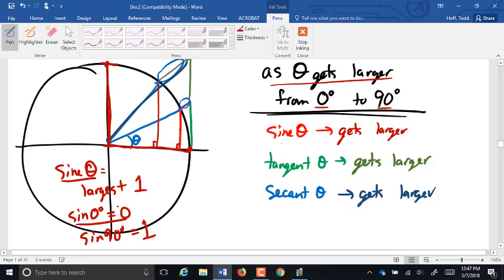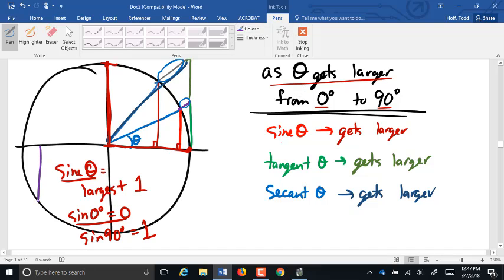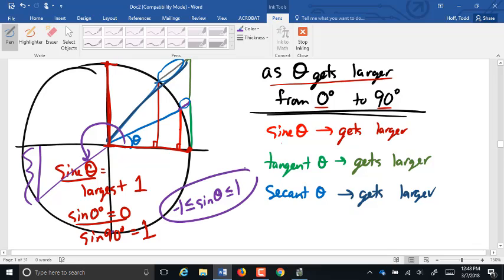It can never go larger than 1. Can it go smaller than 0? Yes. Here, if this were our angle all the way around like that, this is a negative sine, isn't it? It can go down as far as at 270 degrees. This would be the sine right here. That would be a negative 1. So the sine is always between negative 1 and 1. Sine can never go outside of that range.